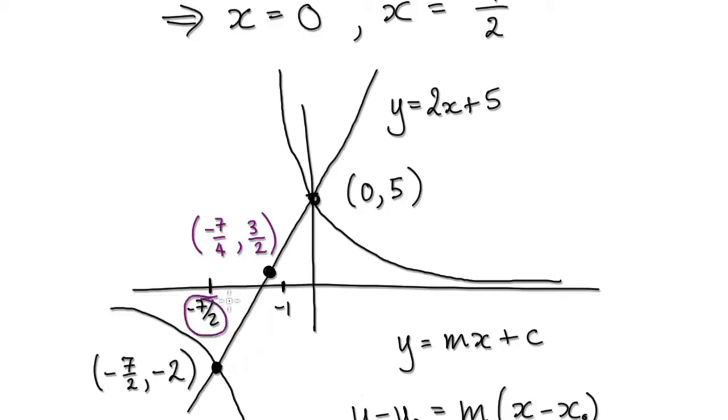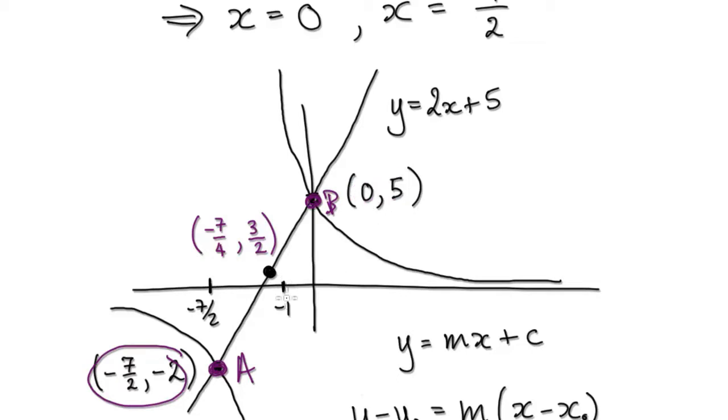You put this into this equation here. That will then jump to negative 2. So the coordinates for the intersection point A is given by this. The other point B, the coordinates will be 0, 5.